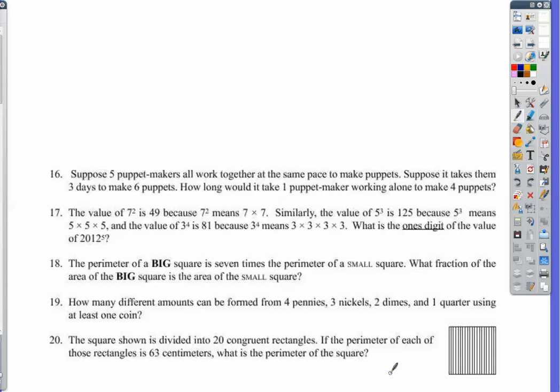All right, so we're going to take a look at problem number 18, the big perimeter versus small perimeter square. And there's actually a really simple rule about this that we learned in 7th grade, but I am going to get you to that point and then I'll just tell you the rule. All right, so here's the thing.